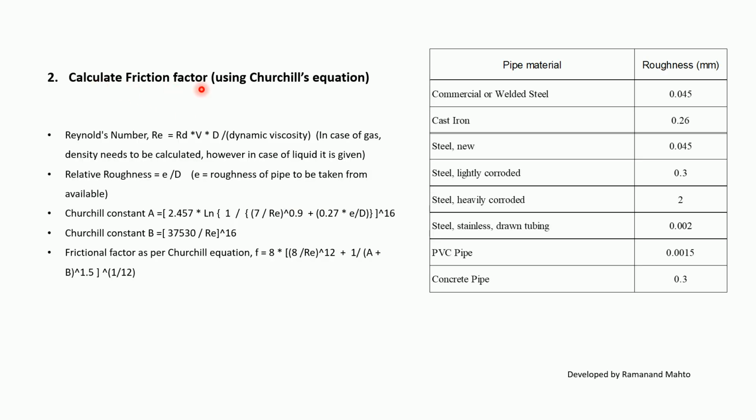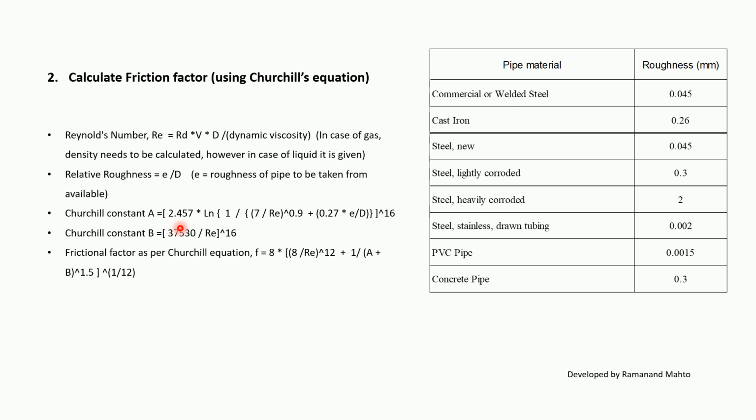Next step is to calculate the friction factor, that is the Darcy friction factor, using the Churchill equation. So Reynolds number, first of all you have to find out, where Reynolds number is equal to RD, that is density into V into D upon dynamic viscosity. In case of gas, density needs to be calculated. However, in case of liquid, it is given. Relative roughness is equal to small e upon capital D. The small e is the roughness of the pipe, to be taken from the available table, which is given this side.